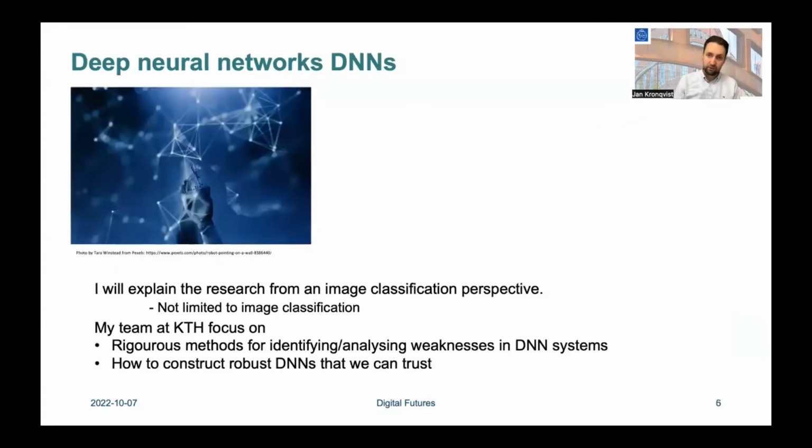So deep neural networks, I'm assuming that you're all familiar with this topic, but I will still provide a bit of background information. So I will explain this research from an image classification perspective, but I really want to point out that this research is not limited to image classification. And my team at KTH, we are focusing on rigorous methods for identifying and analyzing weaknesses in DNN systems and how to construct robust DNNs that we can trust. And I will explain more what I mean by this trust.